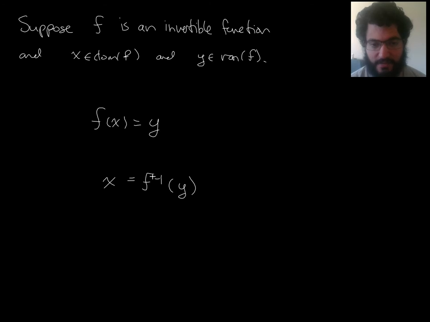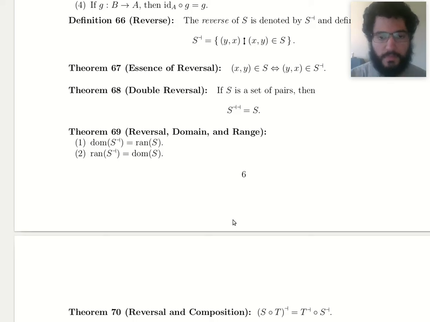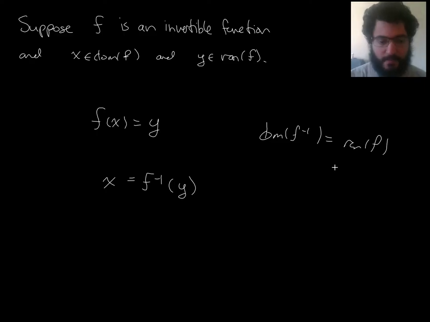To be able to even apply f reverse to y, we need to know two things. That f reverse is a function. Okay, check. f is invertible, so f reverse is a function. And the second thing we need to know is that y is in the domain of f reverse. Well, the domain of f reverse is the range of f, which we are assuming y is in. So I am using Theorem 69 here, which tells us that when you flip around all the pairs in a set of pairs, the domain and range get swapped. So we can at least talk about this.